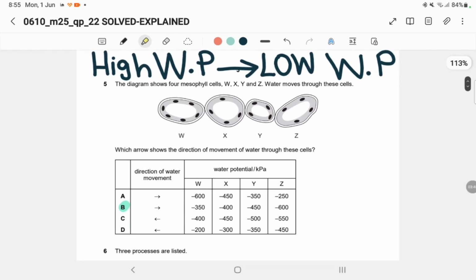Now that seems a little bit more involved. Question number 5 is telling you the diagram shows 4 mesophyll cells which are W, X, Y and Z. Which arrows show the direction of movement of water through these cells? Basically it will be by osmosis. So we need to retain the definition of osmosis. It is the movement of water from a higher water potential to a lower water potential.